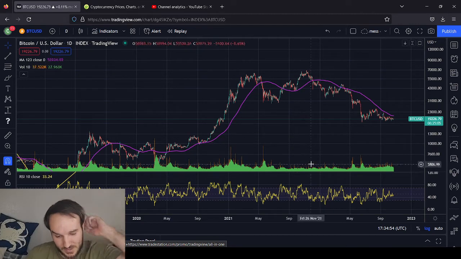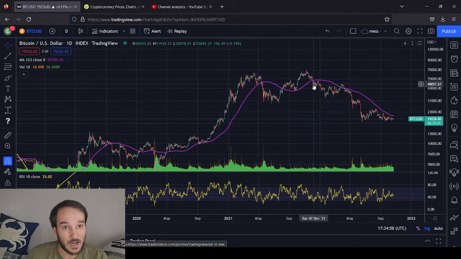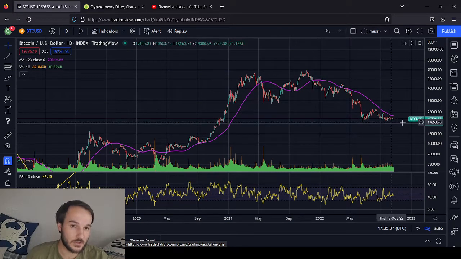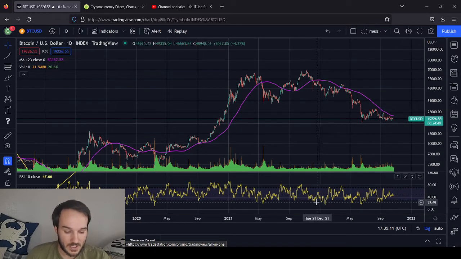But again, if you bought at the first signs of oversold territory here, you would have bought up here at 50,000. If you went ham on that, well, guess what? You have more than a 50% drop right now, and that would suck. And you've got to pay attention to it.